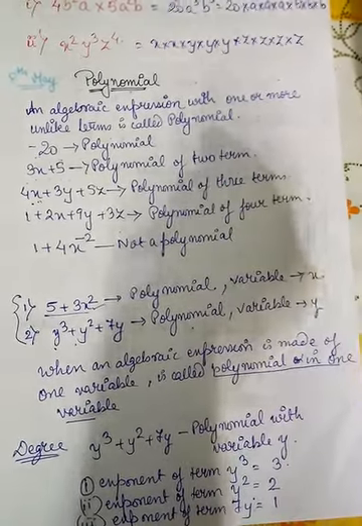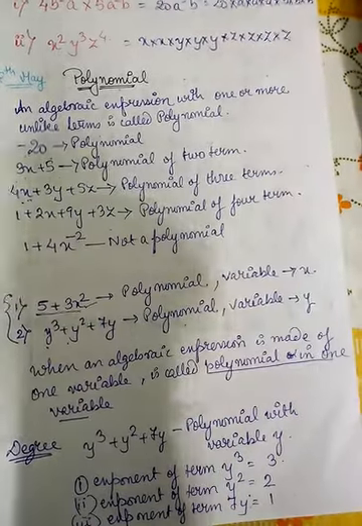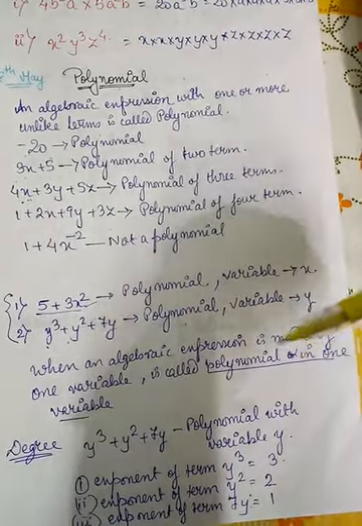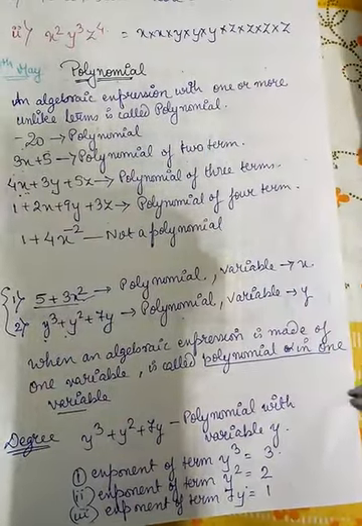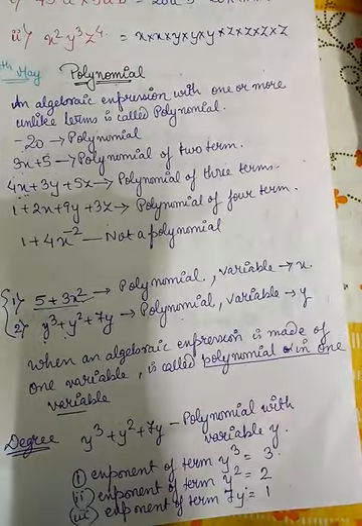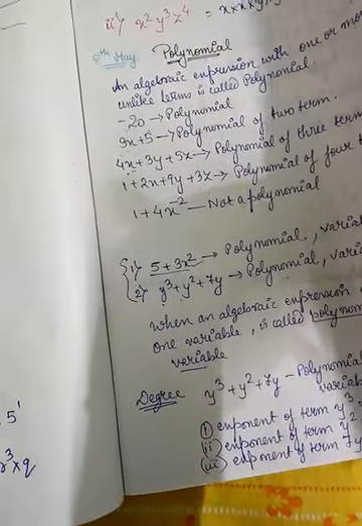Also, we have studied that when an algebraic expression is made up of only one variable, we call it a polynomial in one variable, and the highest exponent of the polynomial in one variable, the highest power, is called the degree of the polynomial in one variable. So in today's class, we will be discussing polynomials having multiple variables.